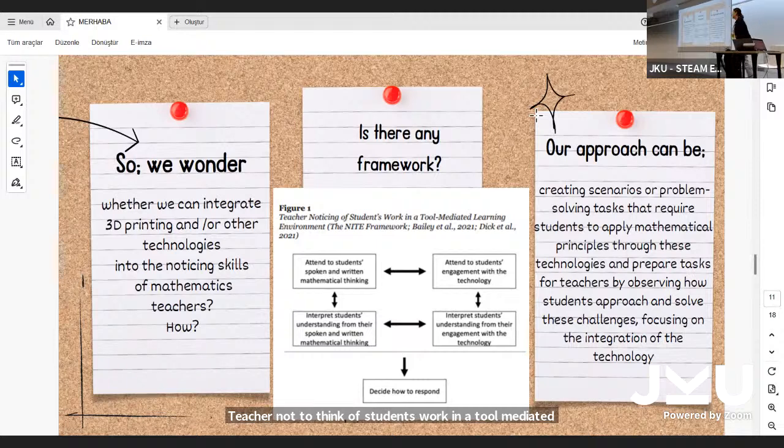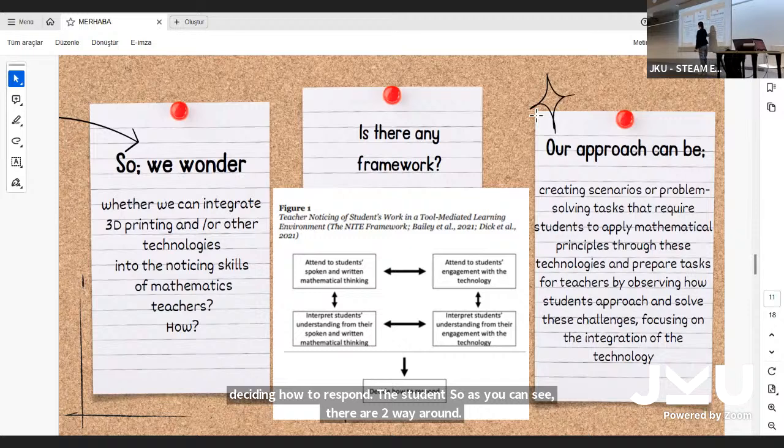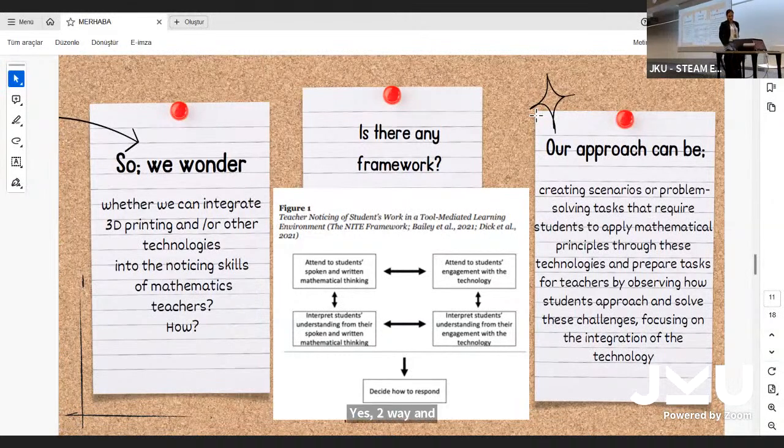You can see there were phases of noticing: attending, interpreting, and finally deciding how to respond to the student. As you can see, there are two-way arrows here, and then the result. How the teacher will respond to the student is a result of joint evaluation of these components.